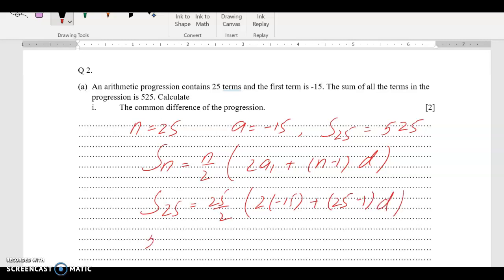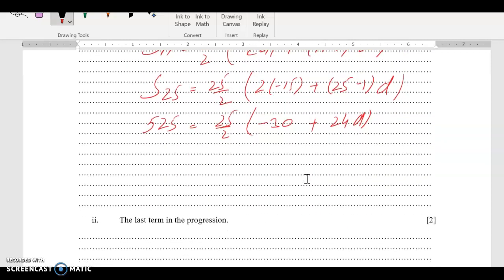So as S25 is 525, and 25 by 2 times minus 30 plus 24d. So if you simplify this, you will get the value of d, which is 3.